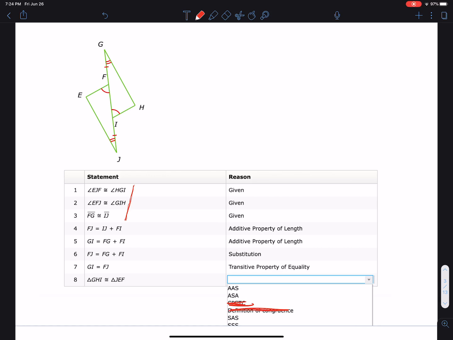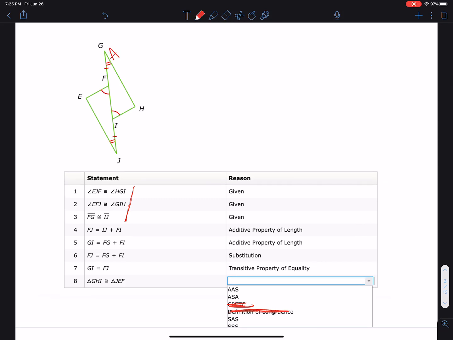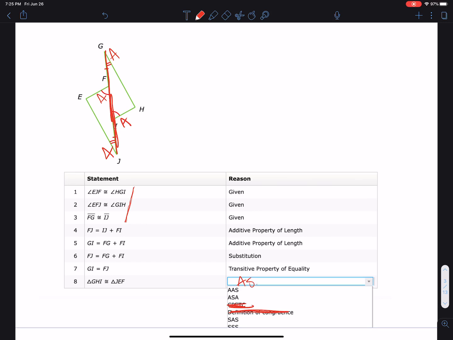FJ is equal to FG plus FI because these two pieces are the same. And what they're getting at and what's important for us is GI equals FJ. So this leg here equals this leg here so that you've got congruent sides going on. So that's what that whole mess was. Okay, so I got really messy. I'm sorry. So what we've got going on is angle, side, angle. Angle, side, angle. So this would be ASA.